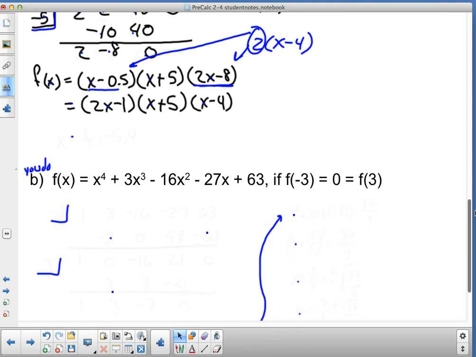And now I can talk about my zeros as 1/2, negative 5, and 4. That 1/2 I was given initially, the negative 5, and then 4 were the ones I found afterwards.